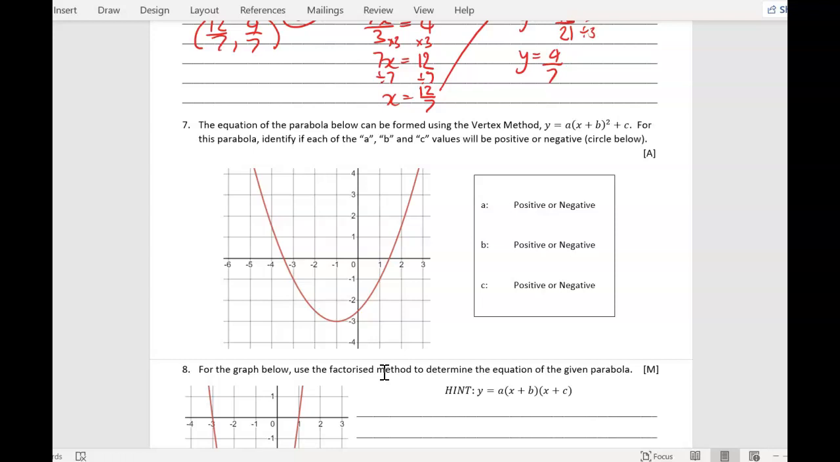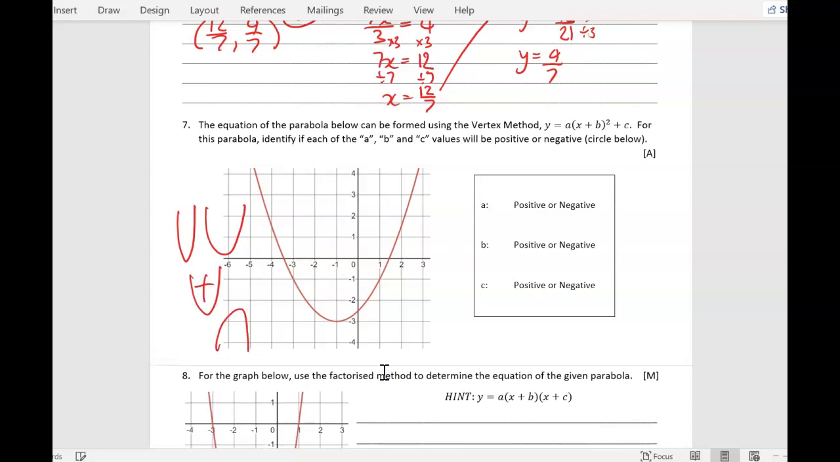And that equation was y equals a(x plus b) squared plus c. For the parabola we've got here, identify if the a, b, or c values will be positive or negative, and we've been told to circle the answer below. So let's start off with a. So a relates to how skinny or fat it is. It also relates to if it's positive or negative.